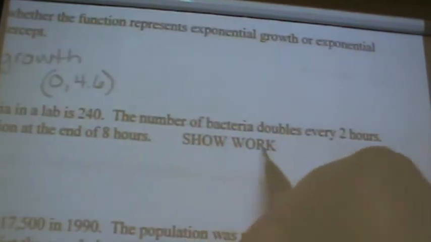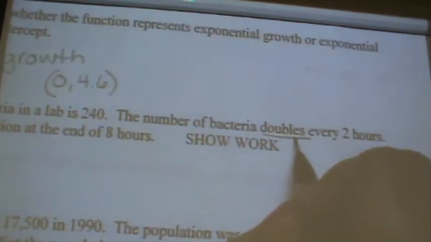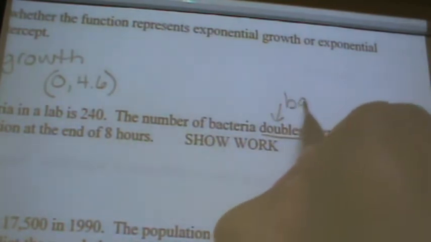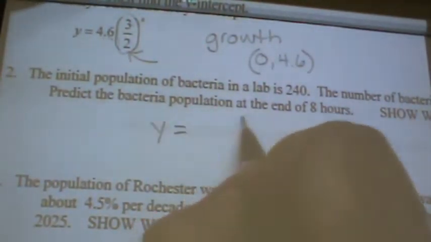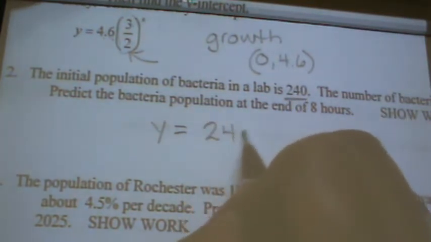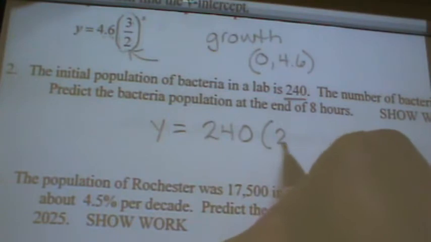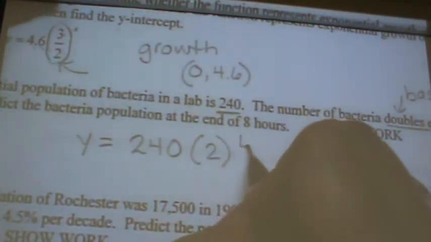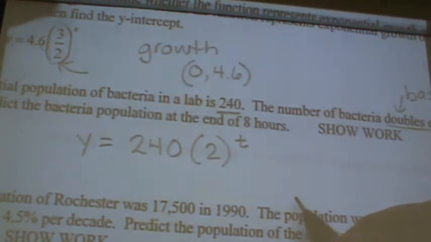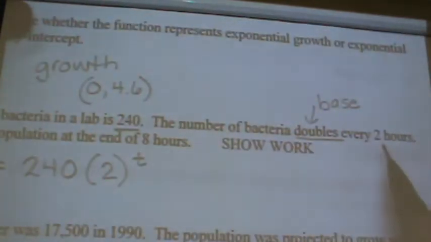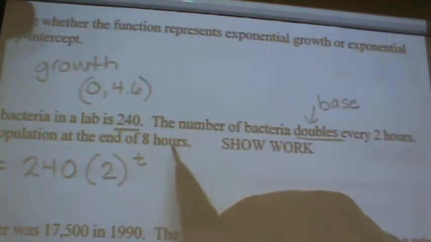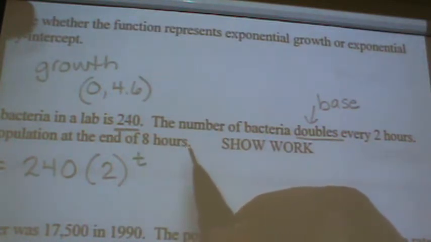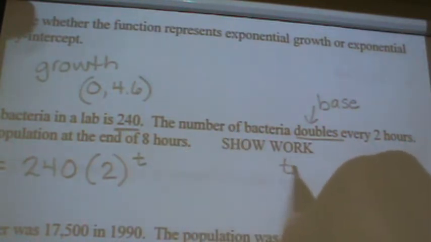It says the number of bacteria doubles. So that's your growth factor. This is your base. Every 2 hours. Predict the bacteria population at the end of 8 hours. So, what's your initial? 240. What's the base? 2. It's doubling. Now, T is how many times we are going to do this. So if every 2 hours it doubles, how many time intervals are you talking about? 4. So T is 4.